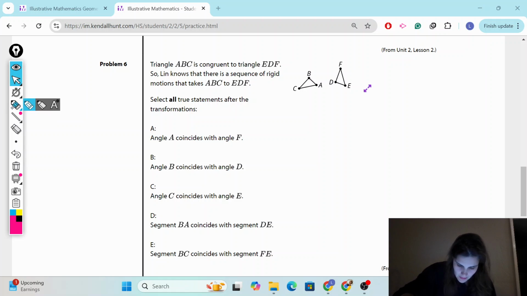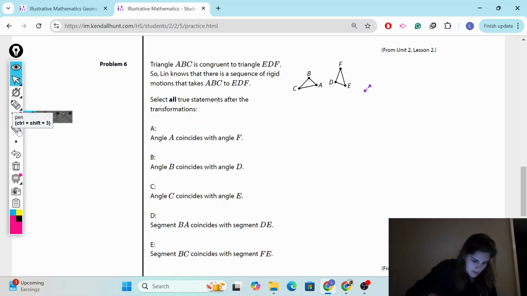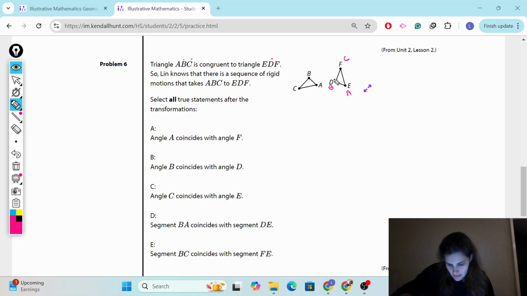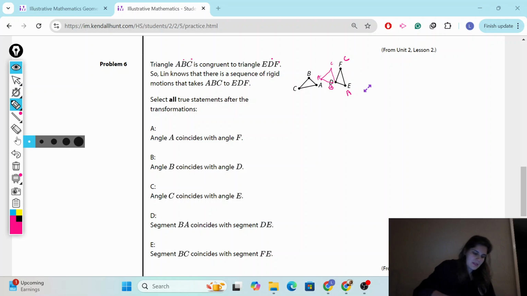A matches up with E. B matches up with D because they're both the middle letters. And then C is going to match up with F. So in this case, it looks like this triangle kind of zoomed around, came like that, and then flipped or rotated to go on top. ABC rotated and it flipped.